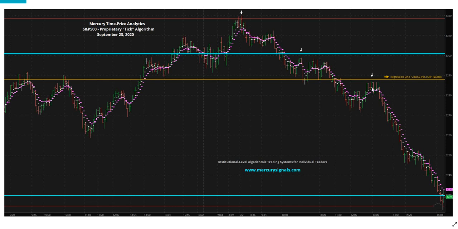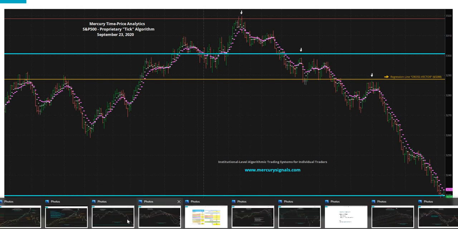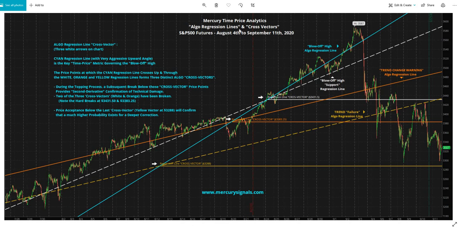And then you get this feeble bounce attempt, doesn't even make it right back up to the 3288. And that was a little after 1 o'clock. And then you went bidless. Right after you had this failure at the cross vector at 3288, the tape went literally bidless for 2 hours. This is 301 right here. No bid for 2 hours after you lost that line. And that is exactly what I was implying with this chart from end of day on Friday the 11th.